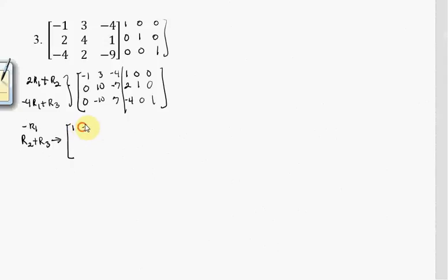So it's 1, -3, and 4, -1, 0, and 0. This is 0, 10, -7, 2, 1, and 0. We get 0, 0, 0, -2, 1, and 1.